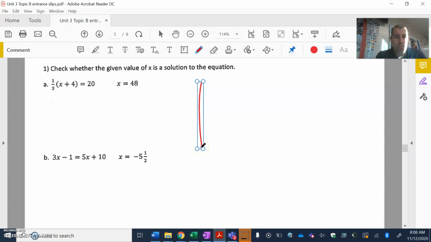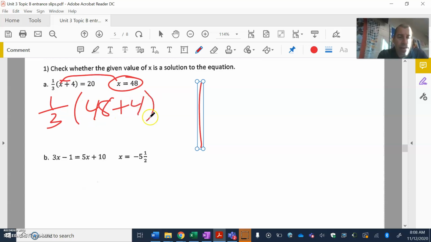So if they tell me x equals 48, I'm going to plug it in first. I've got 1/3 times the quantity 48 plus 4, and I want to know, does it equal 20? Well, 48 plus 4 is 52. Taking 1/3 of something really is a division problem. So the question is, if you take 52 and divide it by 3, do you get 20? No, we don't. The reason is it would have to be 60. 60 divided by 3 is 20, and that's not the case.